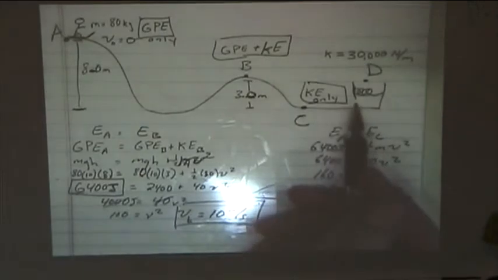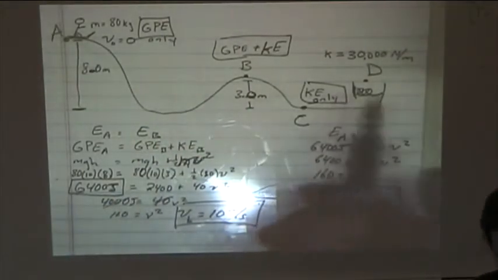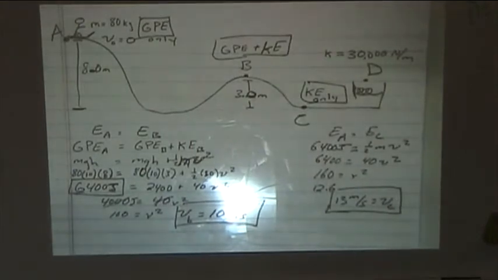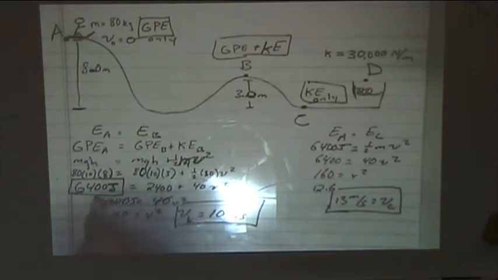Now if you look at the setup here, it looks like our sledder is going to run into a spring at the end of this, and the spring is going to slow him down. And so we can say that the energy being stored in the spring is equivalent to the energy of the system. Again, you can set any 2 points equal to each other. Since we figured out 6,400 joules was the amount of energy in the system, we can say that the energy at point A is equal to the energy at point D.